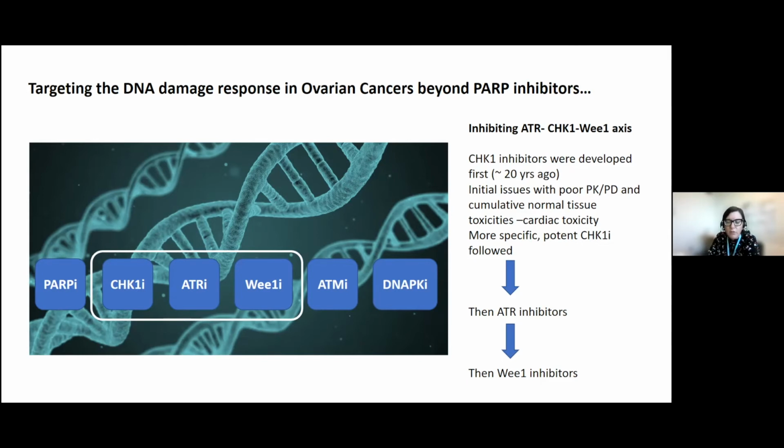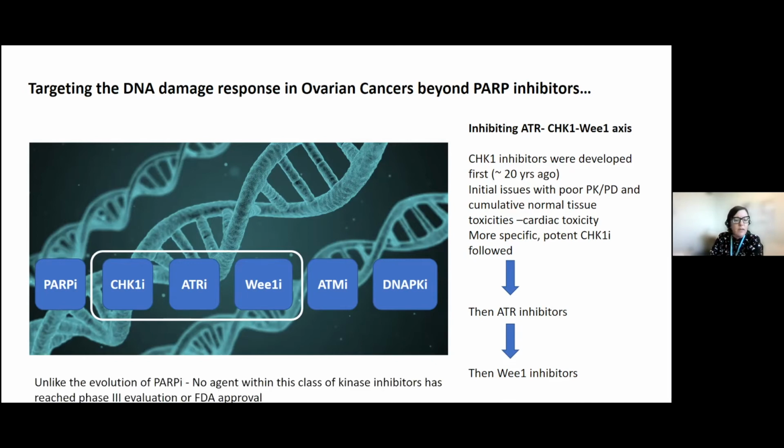Unfortunately, they had lots of problems initially with poor PK and PD, and they also had problems with cumulative normal tissue toxicity, which was specifically cardiac toxicity. So it took a while for more specific, more potent CHEK1 inhibitors to be developed, and some of the pipelines of some of the companies, such as AstraZeneca, moved on to ATR inhibitors and subsequently WEE1 inhibitors. But all of these agents are inhibiting a similar axis in terms of cell cycle checkpoint control.